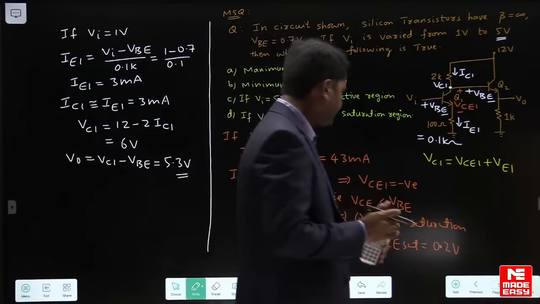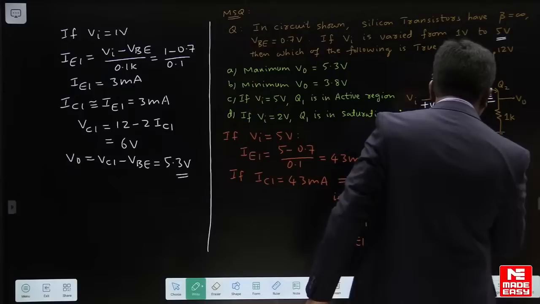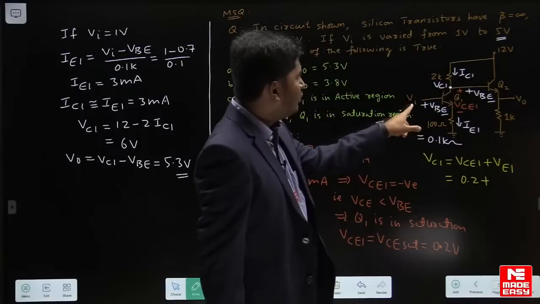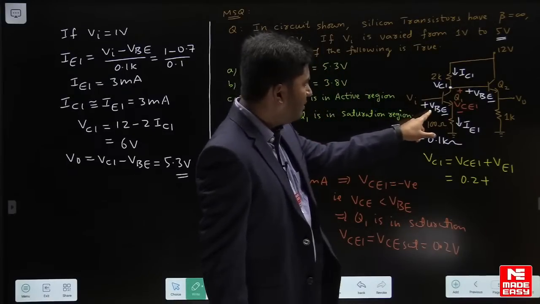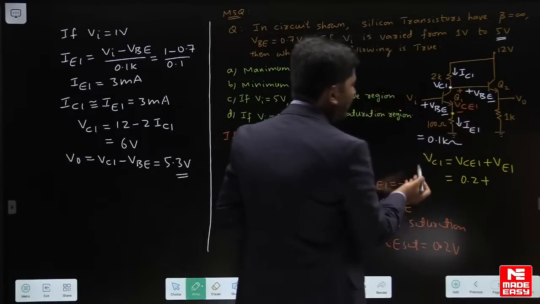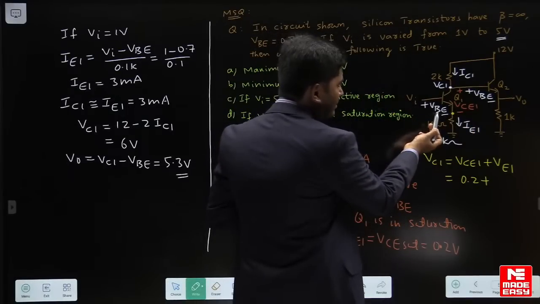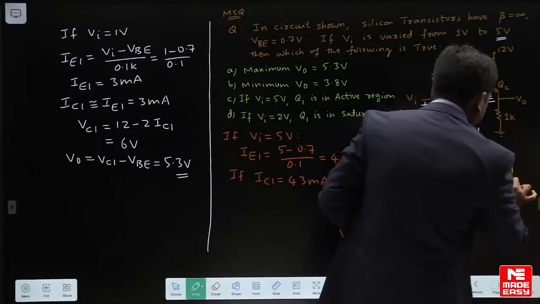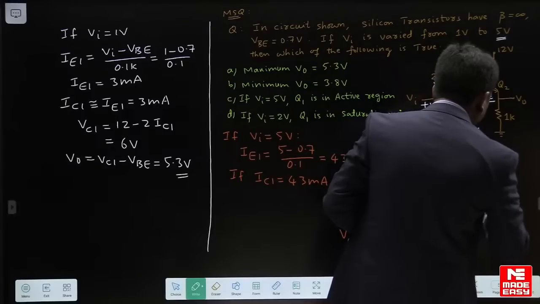4.3 volt. Okay, so this will become 0.2 plus input is 5 volt. उस 5 volt में से आप VBE को subtract करिए, you will get voltage at the emitter. Okay, 5 minus 0.7, how much? 4.3. So it will be 4.3 here. I am getting VC1 as 4.5 volt.